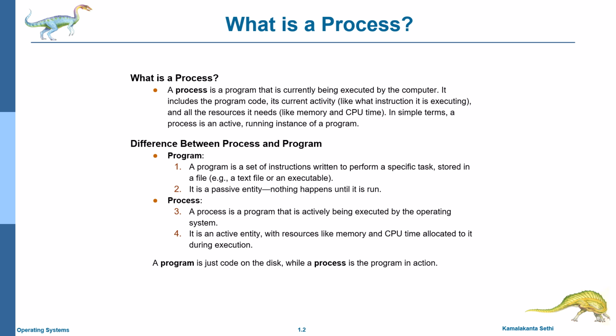There are a few differences between the process and the program. A program is a set of instructions written to perform a specific task, stored in a file. It is a passive entity. A process is a program that is actively being executed by the operating system. It is an active entity. A program is just code on the disk, but the process is the program in action.